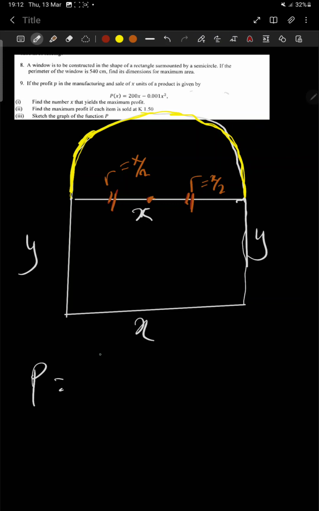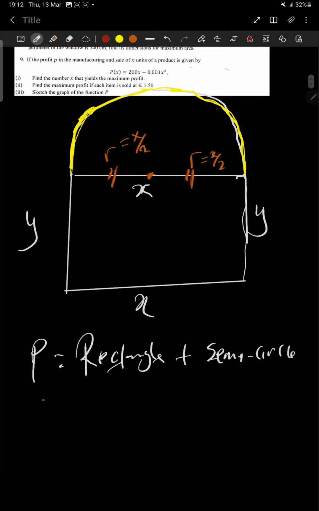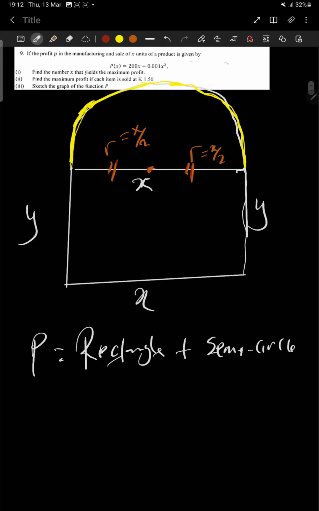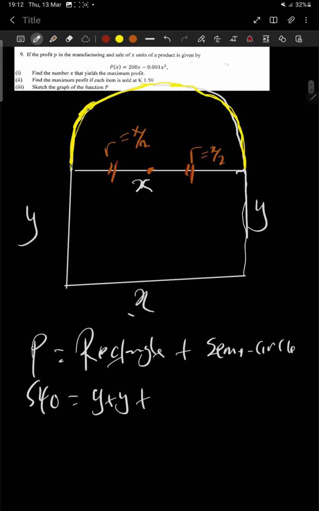So our perimeter will be the rectangle plus the semicircle. So what is the rectangle here? So our perimeter, I've been told, is enclosed by 540. So 540, what's the rectangle? It is 2y plus only 1x, because this x on top now belongs to the semicircle. I don't know if that's making sense. This x on top belongs to the semicircle.